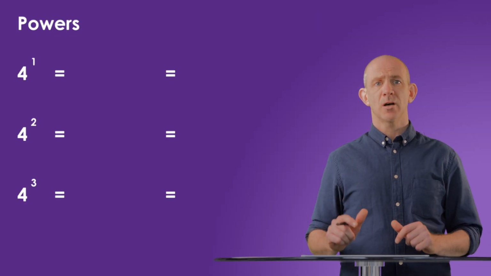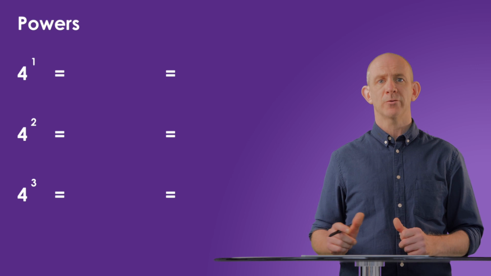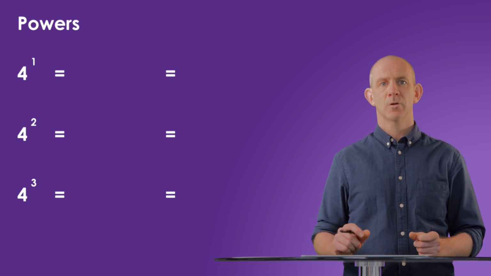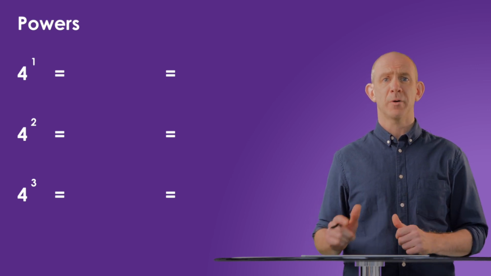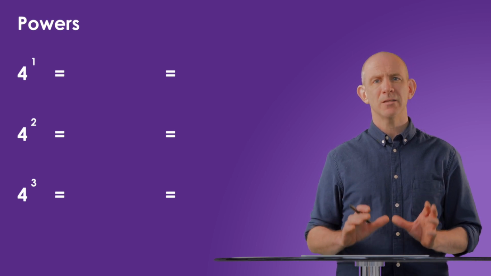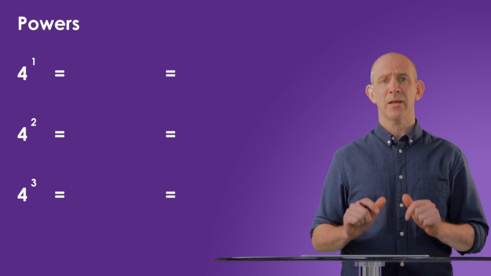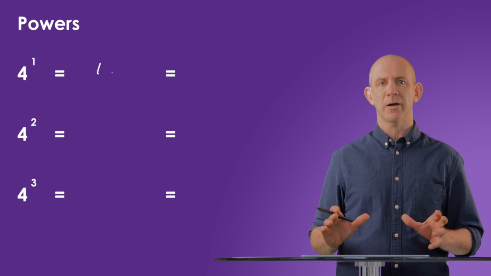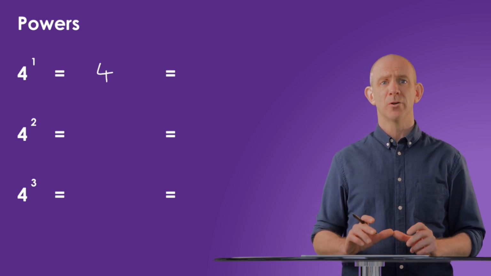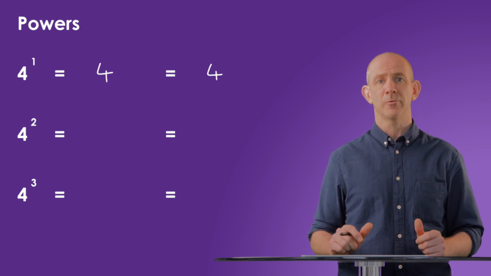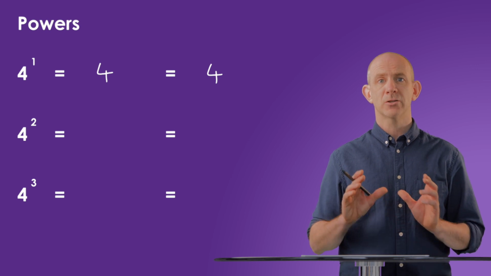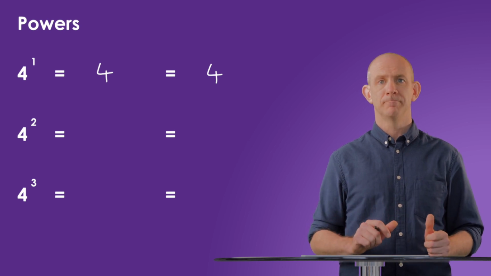So evaluating means calculating the numerical value of the answer rather than leaving it with a power. So let's look at some examples of the different types of powers that we'll be looking at in this video. First of all, we have 4 to the power of 1. And whilst this may seem unimportant, it's worth pointing this out now before we look at calculating with powers, as it's often overlooked that every number has a power. If you can't see one, it's got to be assumed that the power is 1.